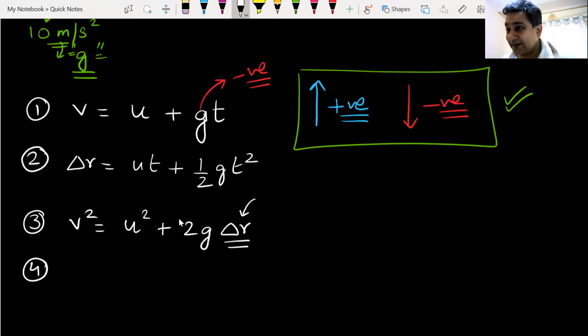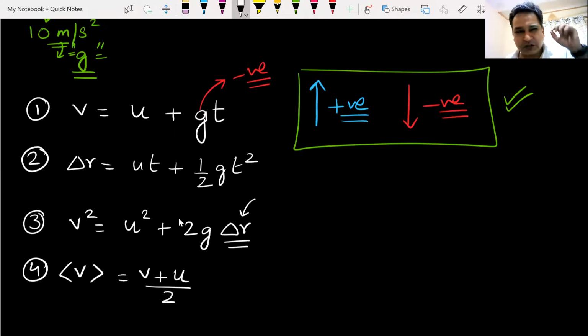The fourth equation is, yes Santosh, you are following me correctly: V average is (V plus U) by 2. This equation is going to be an SOS. You know the meaning of SOS?